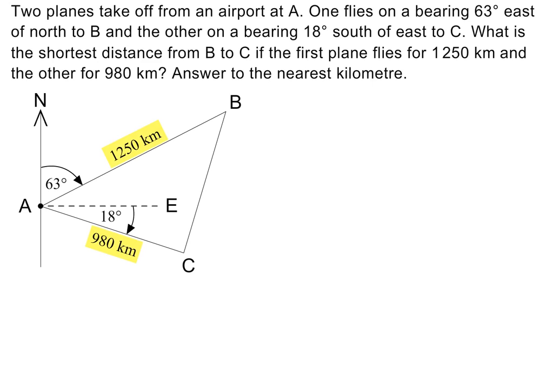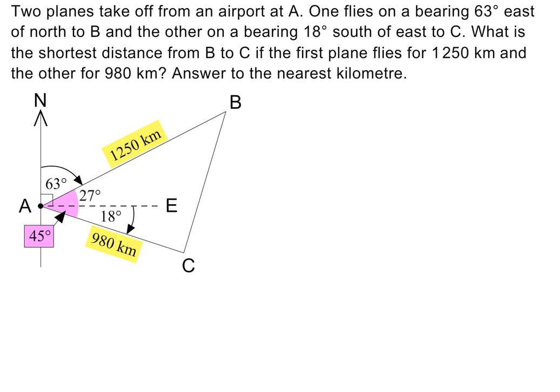We clearly need to work with triangle ABC and are given the lengths of two sides. If we can find the size of this included angle, we can then use the cosine rule to find BC. By now you should know that the angle between north and east is 90 degrees, which means that this part of the included angle will be 90 minus 63, or 27 degrees. The included angle that we are looking for is therefore 27 plus 18, or 45 degrees.